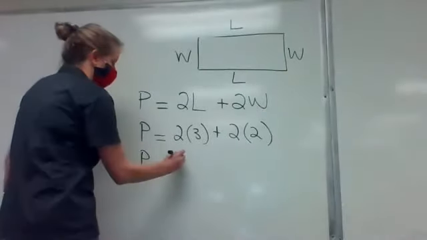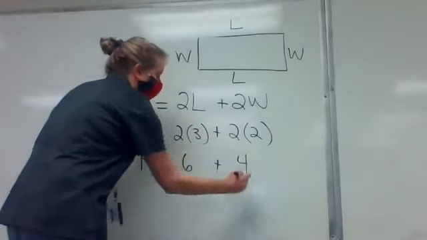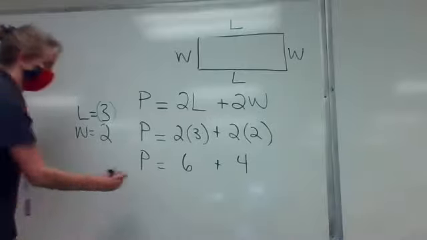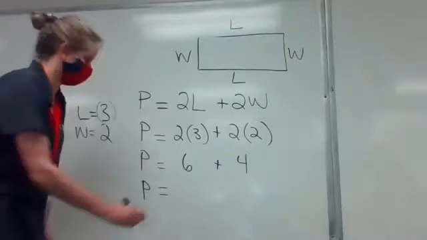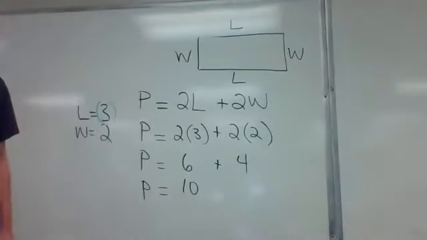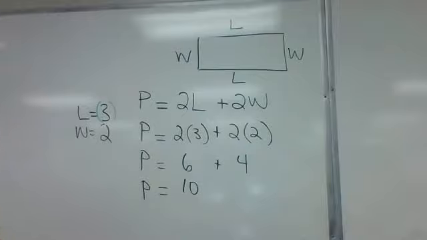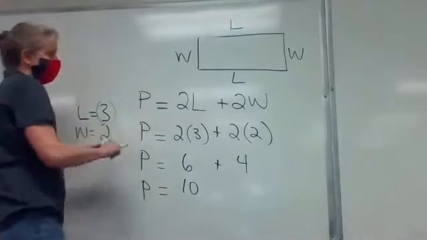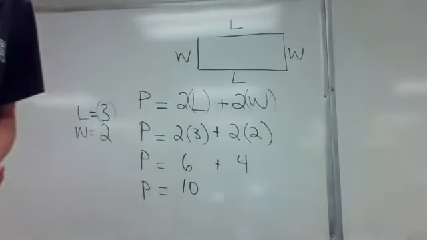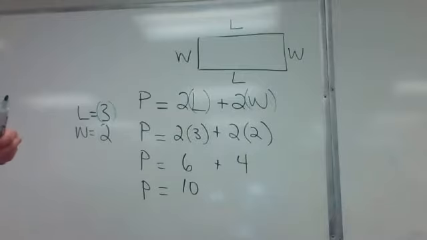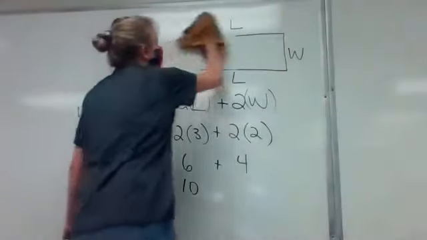Let's see, 2 times 3 gives me 6, plus 2 times 2 is 4. So perimeter equals 6 plus 4, which is 10, and that's it. So again, it tells me what the perimeter is, and then it even gives me the numbers to put in the L and W spot. Okay? Number 2.